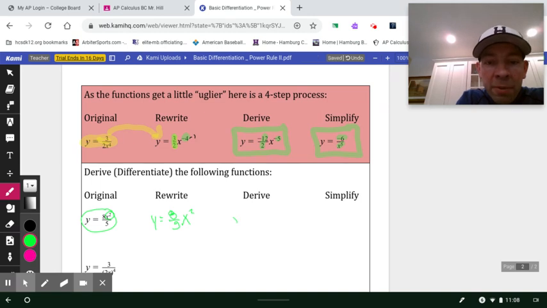Now, as far as deriving it, you notice I'm using a y instead of an f of x, but it's all equivalent. I'm going to multiply this 2 by the 8/5 to make 16/5 x, and then subtract 1. Now rewriting or simplifying that is going to make 16x over 5.